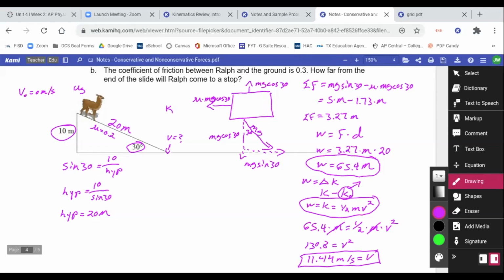All right, the coefficient of friction between Ralph and the ground is 0.3. So now Ralph is moving, he's trucking at 11.44 meters per second. He's on flat ground, and that flat ground has a new coefficient of friction, of course. Why wouldn't it not have the same? Who knows? This coefficient of friction is equal to 0.3.